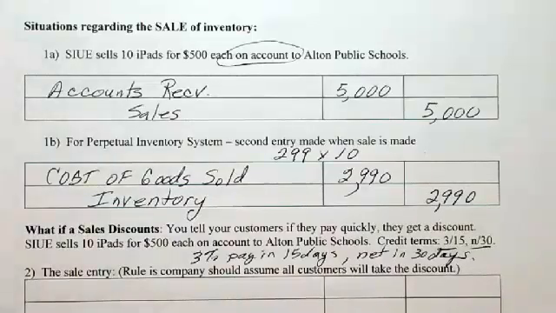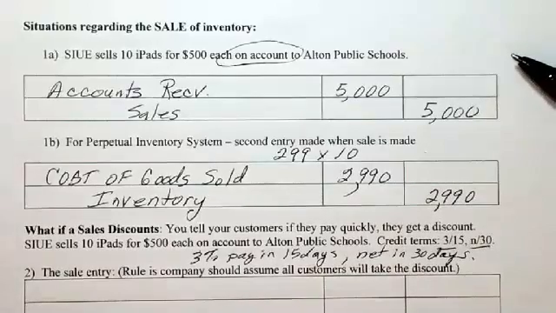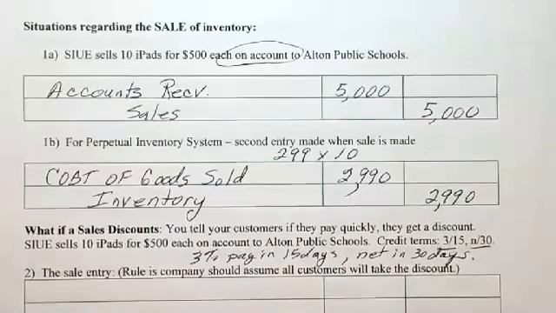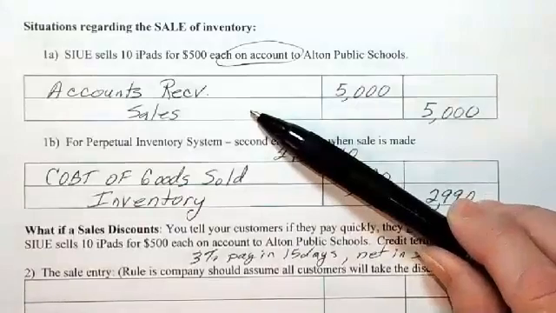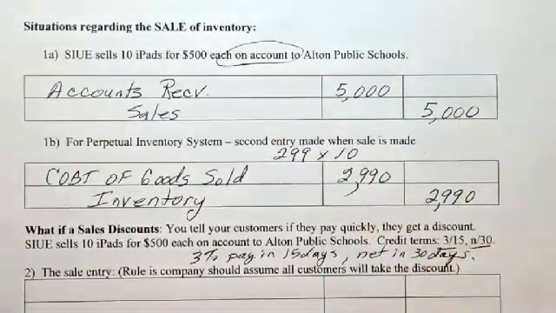So far, we've talked about purchases of inventory, and now we're going to talk about the sale of inventory. We've kind of already done this earlier, so I filled in the first couple parts. If I'm buying those iPads from Apple and I'm SIUE, the idea is I'm the bookstore, and I'm going to sell them to somebody else. Say I have a contract with Alton Public Schools to sell them 10 iPads on account. On account tells you it goes to accounts receivable, and we have sales for 10 times 500, or $5,000.